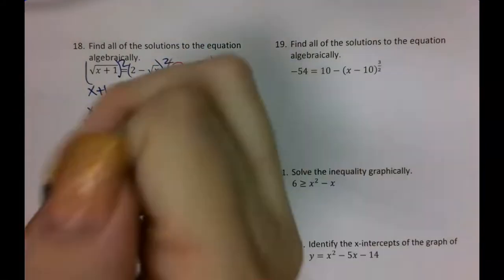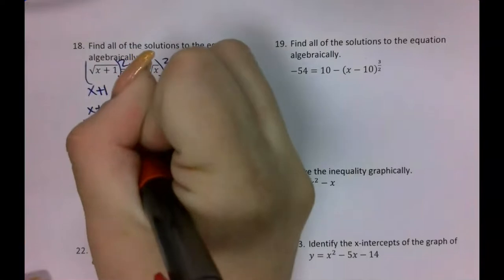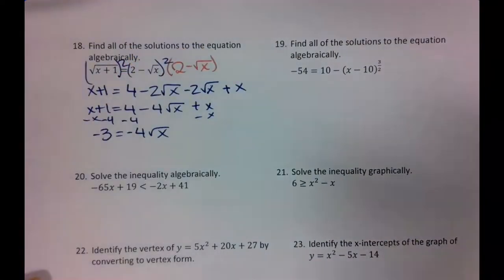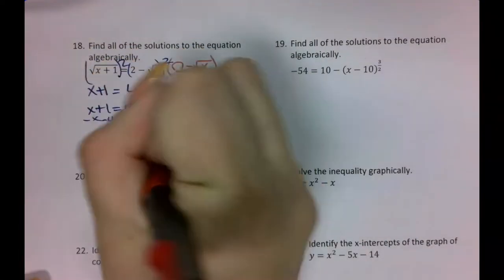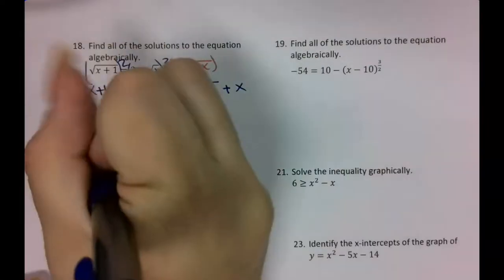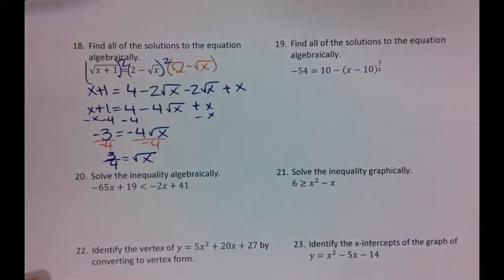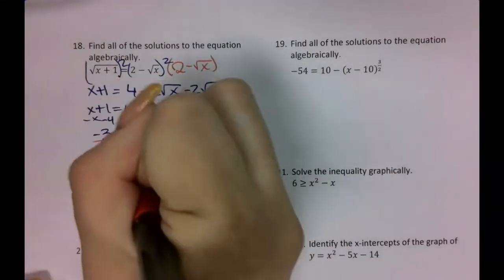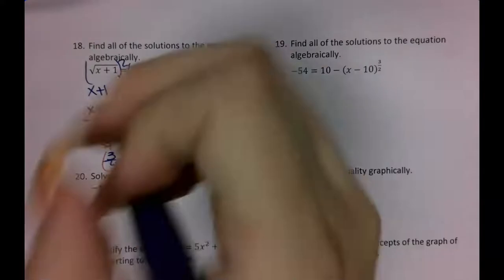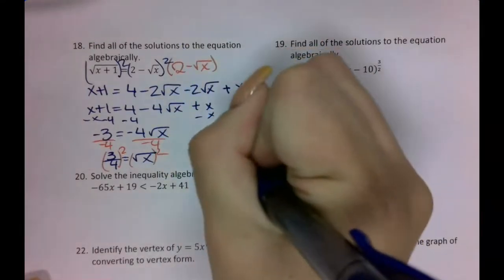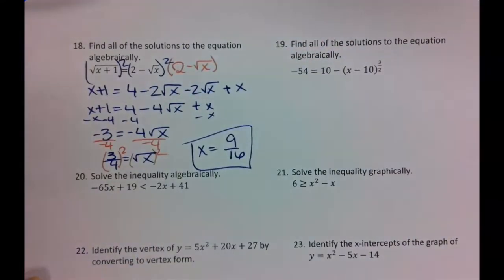I can go ahead and square, actually let's divide. I'm going to divide by negative 4 on both sides. This gets me 3/4 equals square root of x. Then I can go ahead and square both sides, which gives me x equals 9/16, because I can distribute that squared to each of the top and bottom separately.